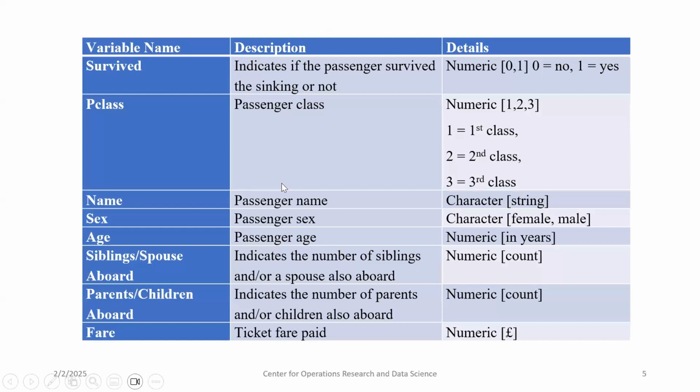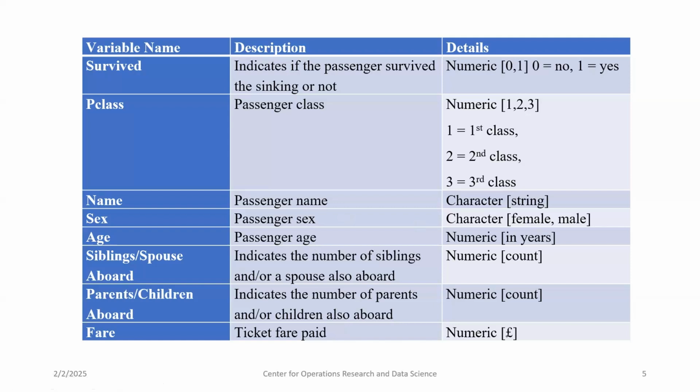So these are some of the variables we'll be looking at in the data. The variable names are shown here. We see Survived, which indicates if the passenger survived the sinking or not, and we represent it as a numeric variable. Pclass represents the passenger class, whether the passenger was in first class, second class, or third class. Name represents the passenger's name, which is a string. Then the sex of the passenger, or gender, being male or female. And then we see the age showing here.